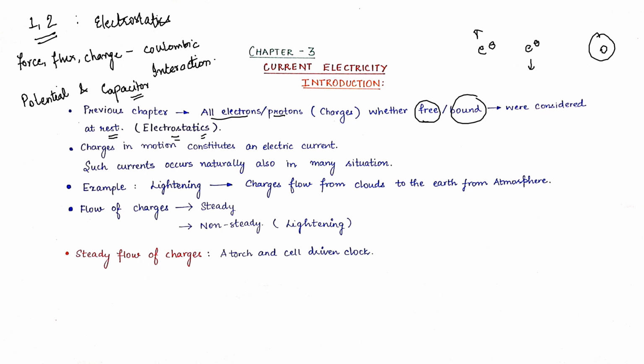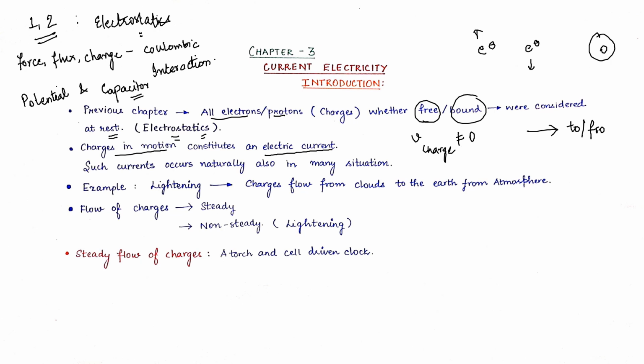Previously we said that our charges are at rest. Now we are saying, when the charges are moving, what happens? It's time for us to know the other side of the coin, which is that the charges are not at rest. The velocity of the charge is not equal to 0. Now the charges in motion constitute an electric current. Whenever the charges are moving to and fro, they will make electric current.